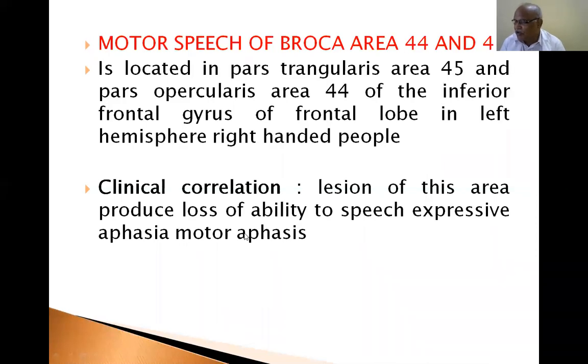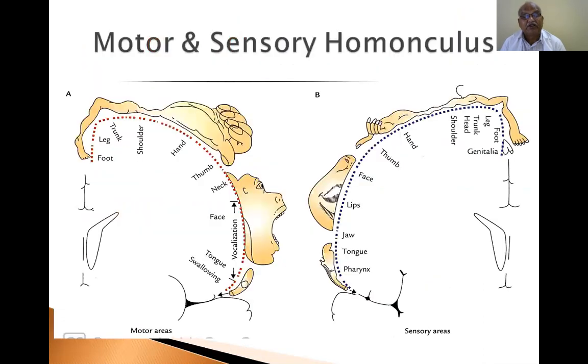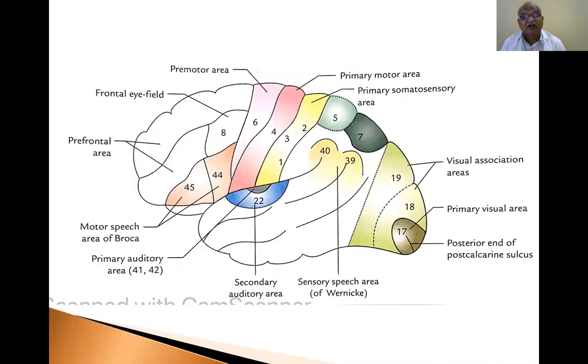So already I told you, motor aphasias. You must know the aphasias. Inability to produce speech, inability to express your speech. So area 44 and 45. Where is that area present? Area 44 and 45, you see? This is the motor speech area, area 44 and 45.